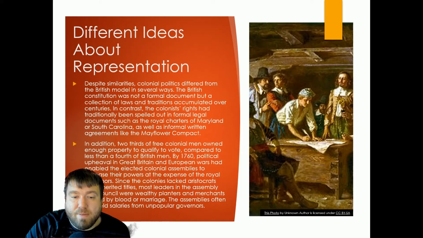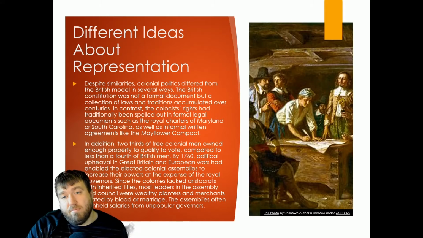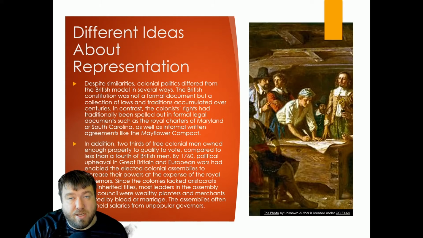By 1760, political upheaval in Great Britain and European wars had enabled the elected colonial assemblies to increase their powers at the expense of the royal governors. Since the colonies lacked aristocrats with inherited titles, most leaders in the assembly and council were wealthy planters and merchants related by blood or marriage. The assemblies often withheld salaries from unpopular governors. So, you can see there are different ideas about who should be represented in government.